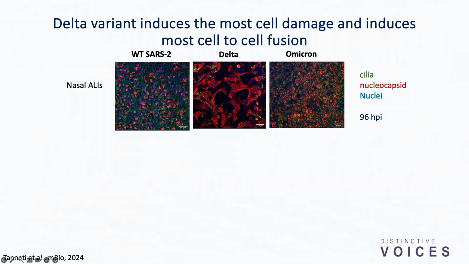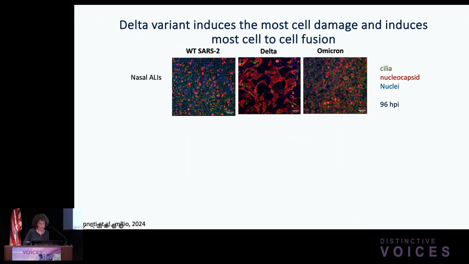So here's the wild type, and each red here is really another infected cell. And the same here for Omicron. But with Delta, we see these big masses of cells, and the cilia are gone. So Delta is the most cytopathic, like it really messes up the cells. It destroys, it deciliates. We don't know how. And it looks like these cells are fusing together.